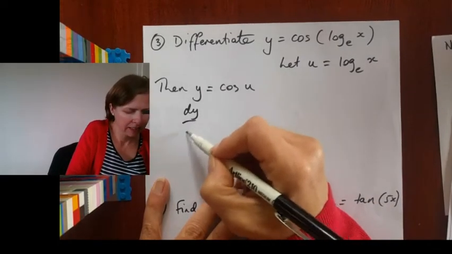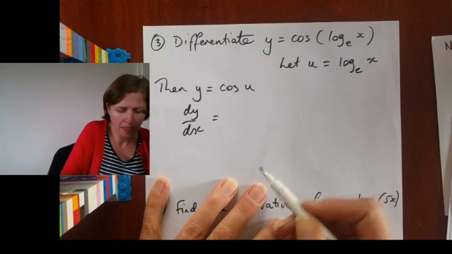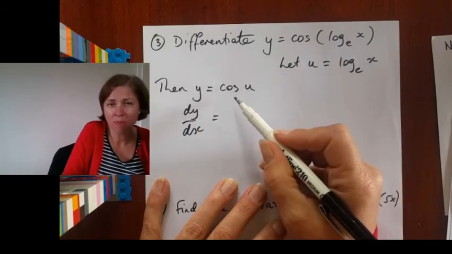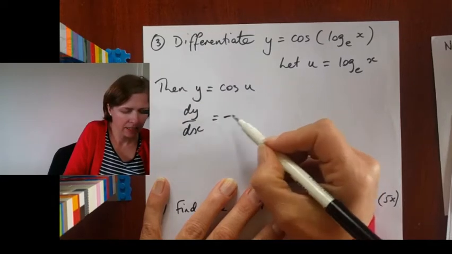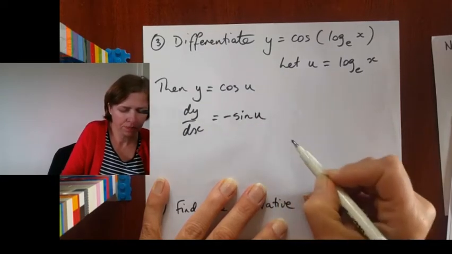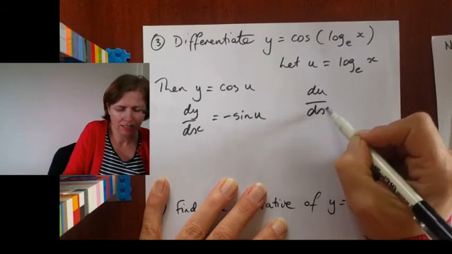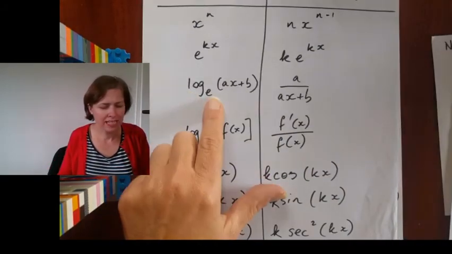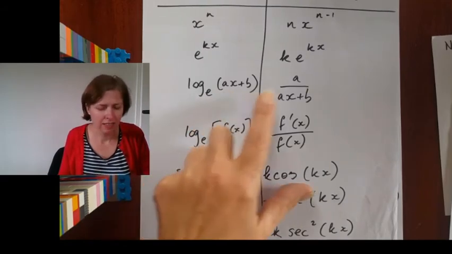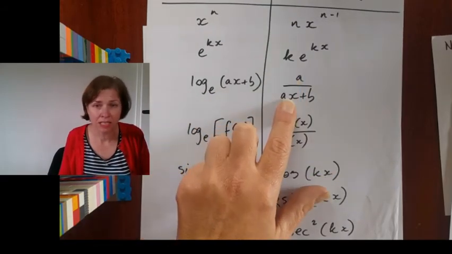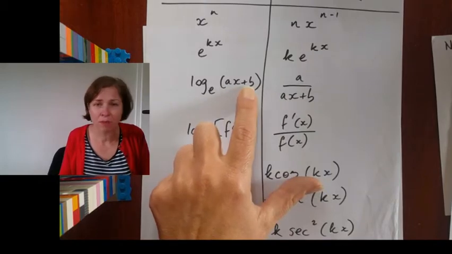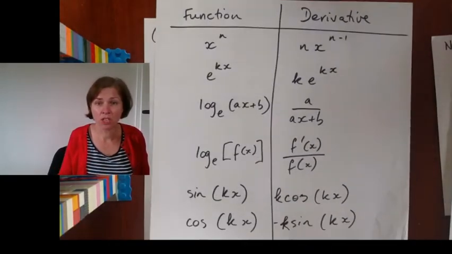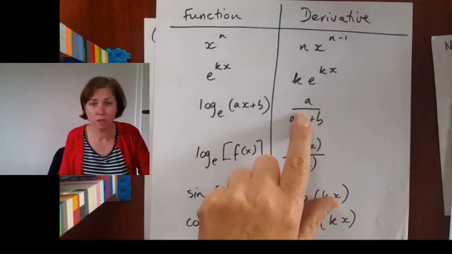dy dx equals the derivative of cos u. Now remember, cosine becomes negative sine u. And du dx, can you remember? Log base e of ax plus b is a over ax plus b. Now in this case I don't have a plus b. I've just got x. So it's going to be a is 1 over x.